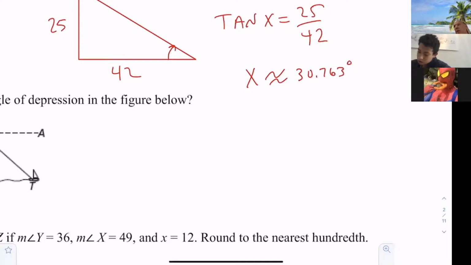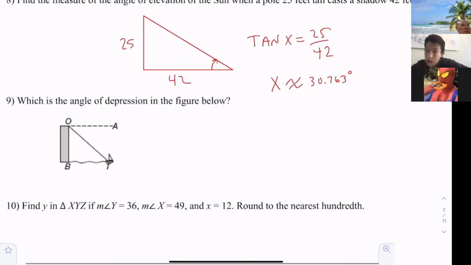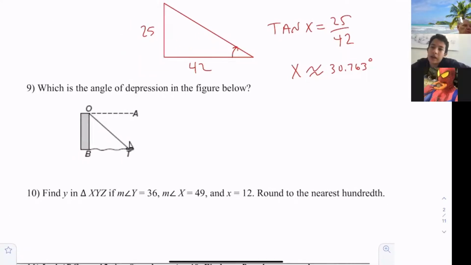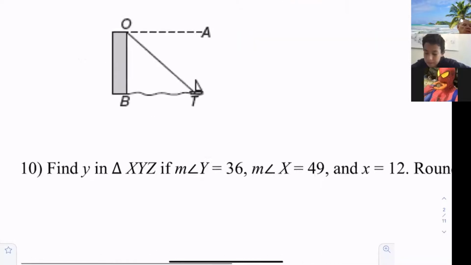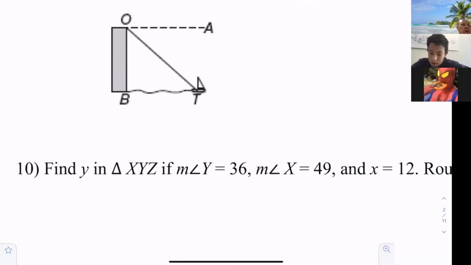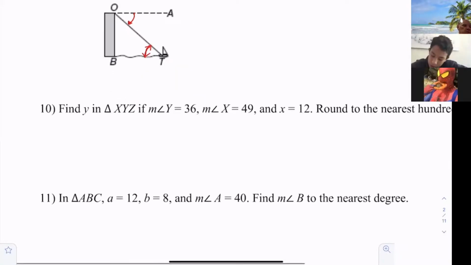And of course, you would tell me if you don't know what I'm saying. Any issues? All right, I'm feeling pretty good. Which is the angle of depression? Of course, you would draw this is the angle of depression. A lot of people mistake this as the angle of depression. The angle of depression is equal to the angle of elevation. That's how I remember it. Those two things are equal because they're alternate interior angles.